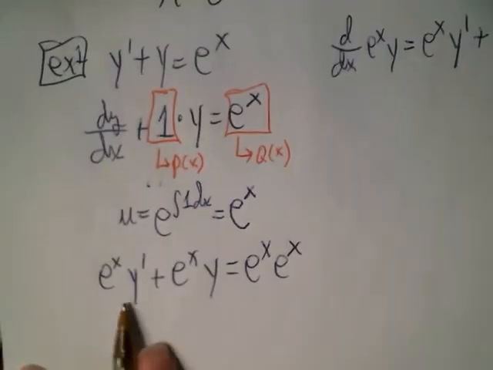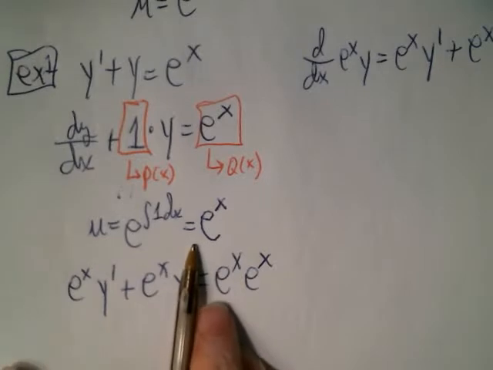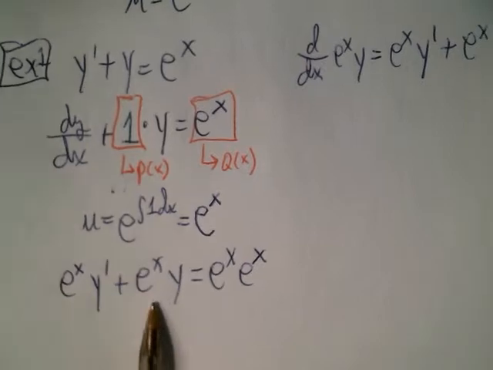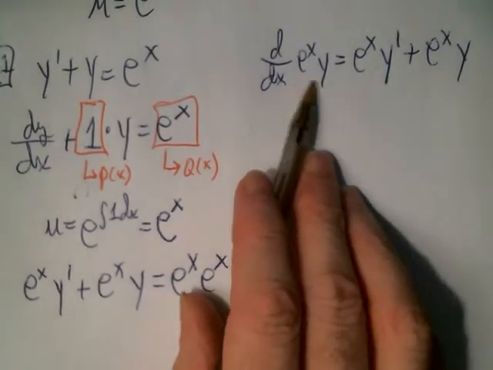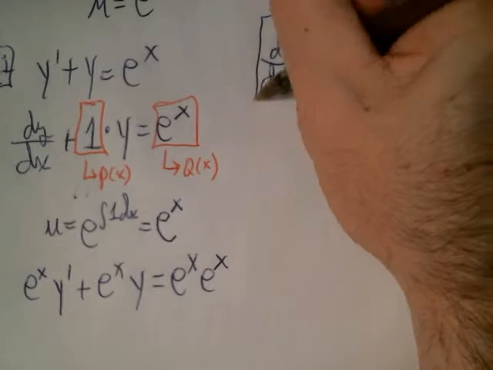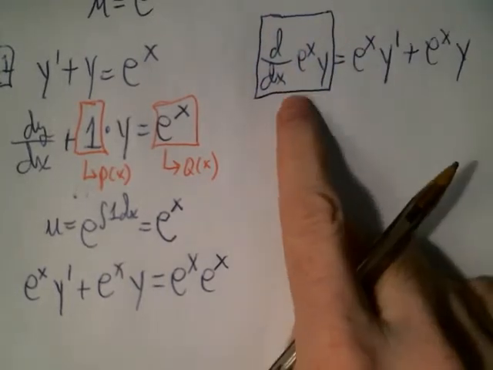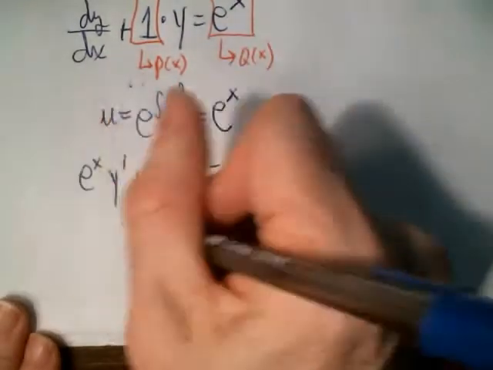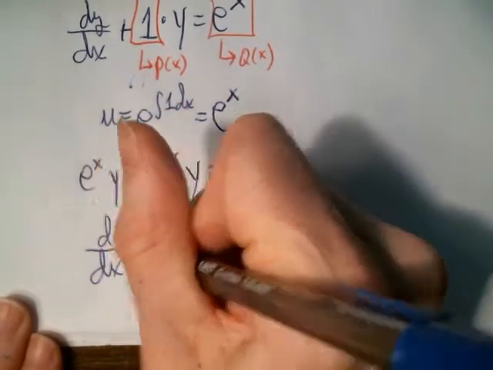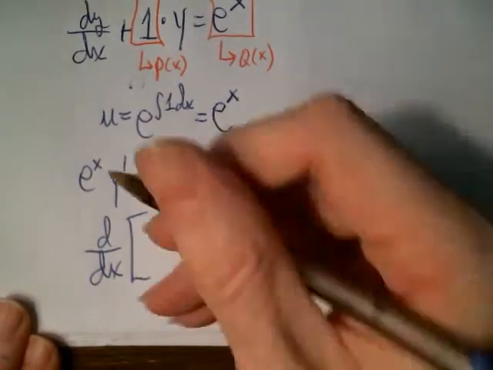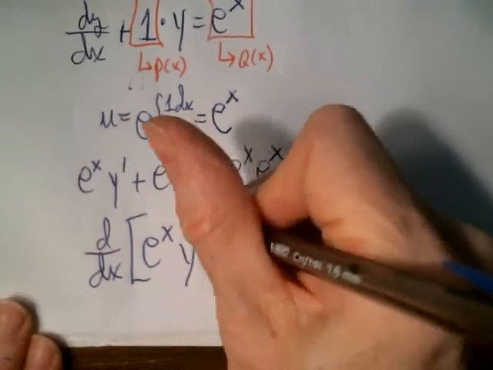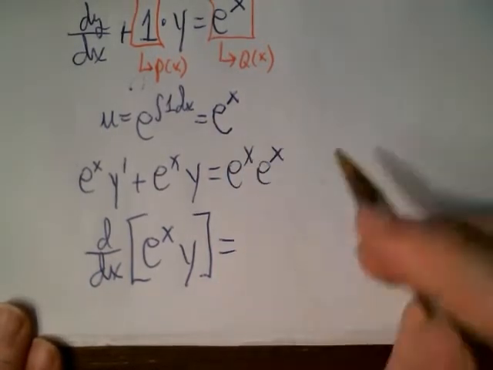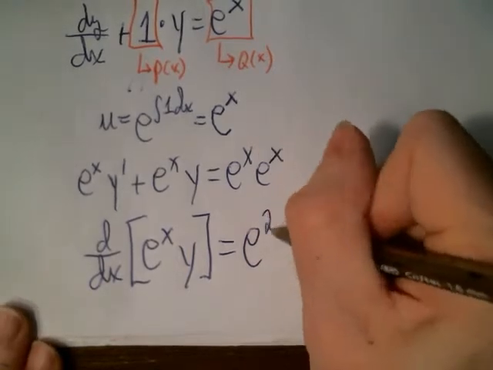Okay, so this left-hand side, they did that on purpose. They made this integrating factor such that the left-hand side can be rewritten as the derivative of a product. You can replace the left-hand side with this thing. It's the reverse of the product rule. So this left-hand side is a derivative with respect to x of basically mu, e to the x, times y. On the right-hand side, e to the x times e to the x, you add the exponents. So it'd be e to the x plus x, which is e to the 2x.